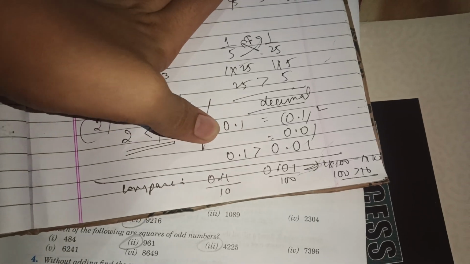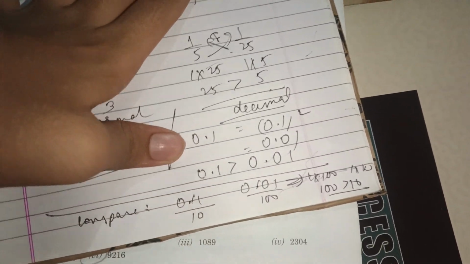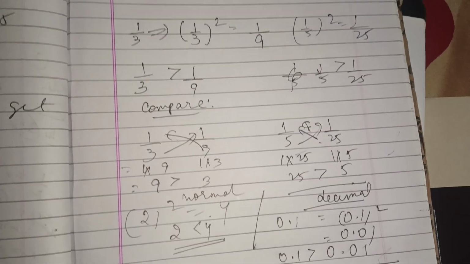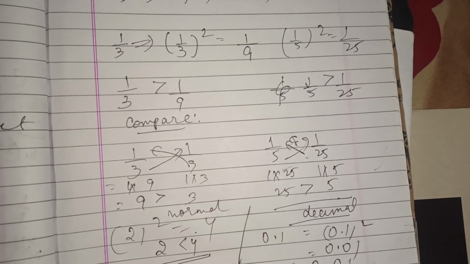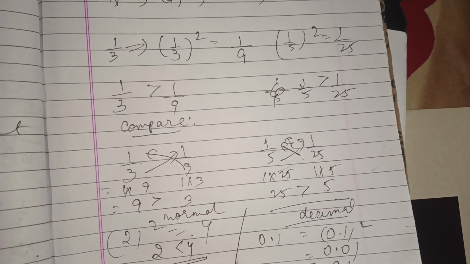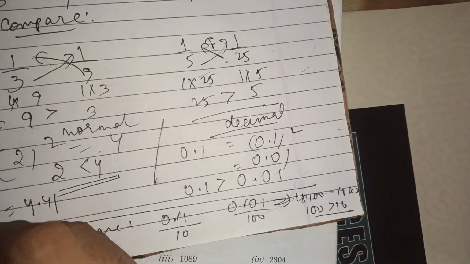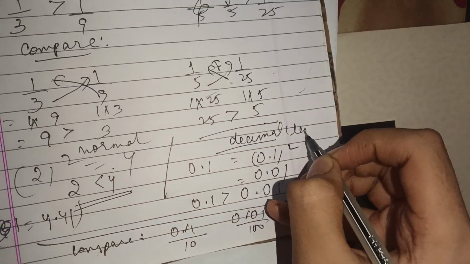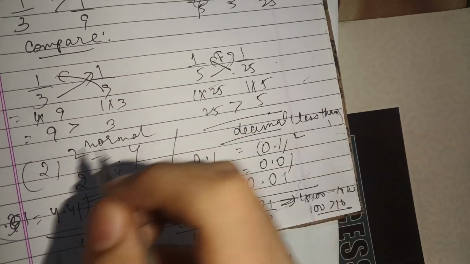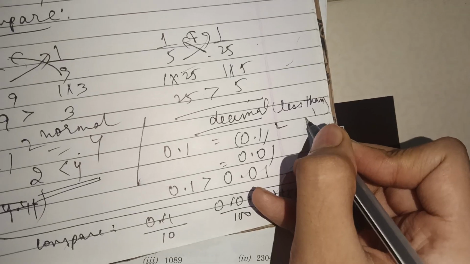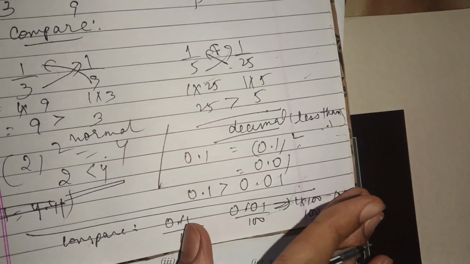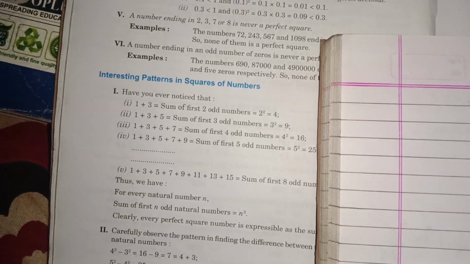Always the decimal must be less than 1. If we write 2.1, its square is 4.41, and 4.41 is greater than 2.1, but it is greater than 1. It should be less than 1, then only this rule is applicable. Is that clear? Next, a number ending in 2, 3, 7 or 8 is never a perfect square.